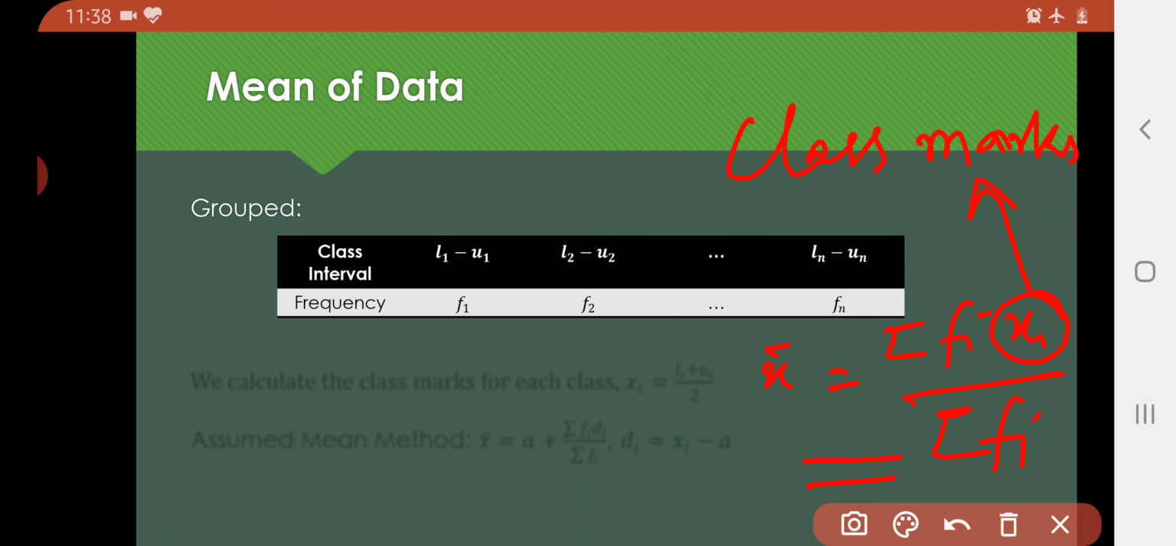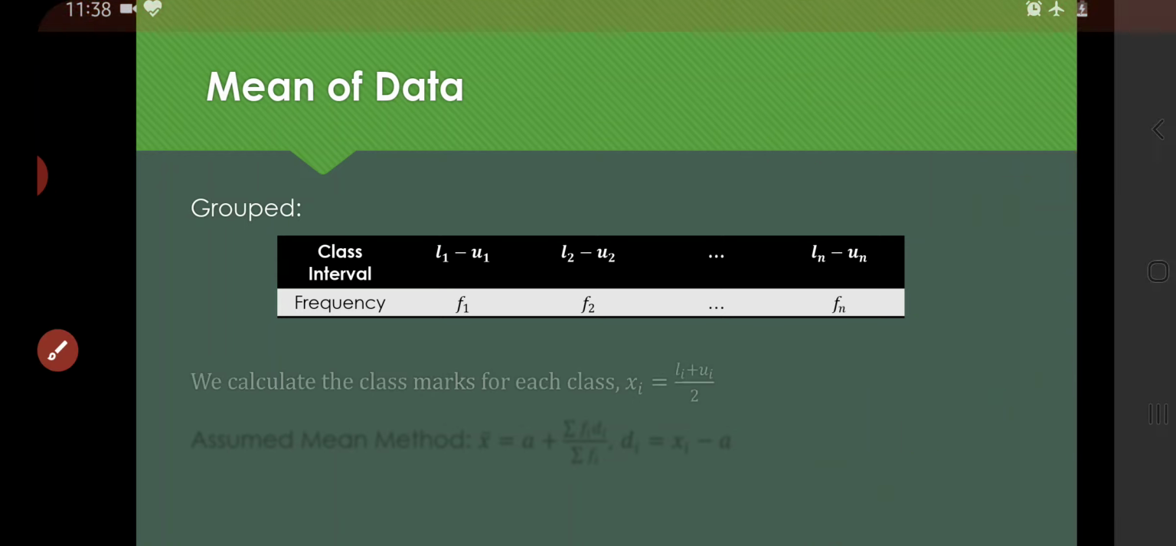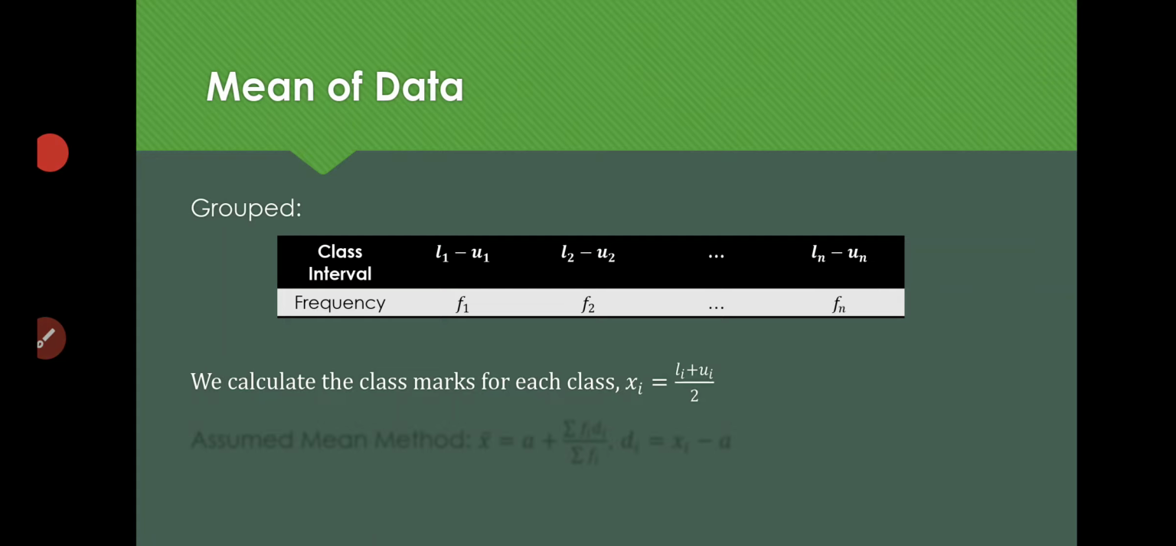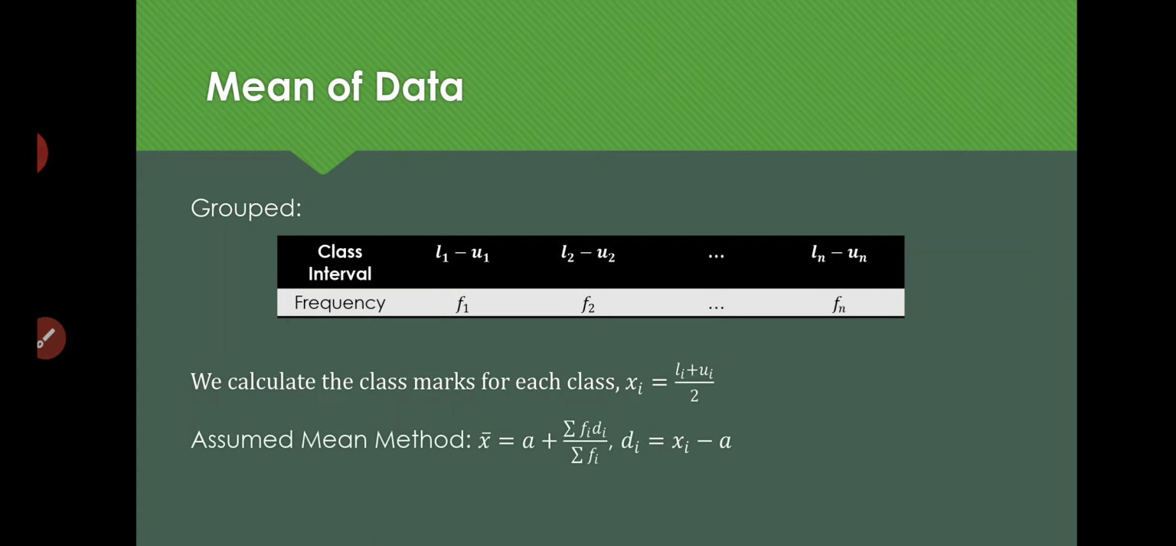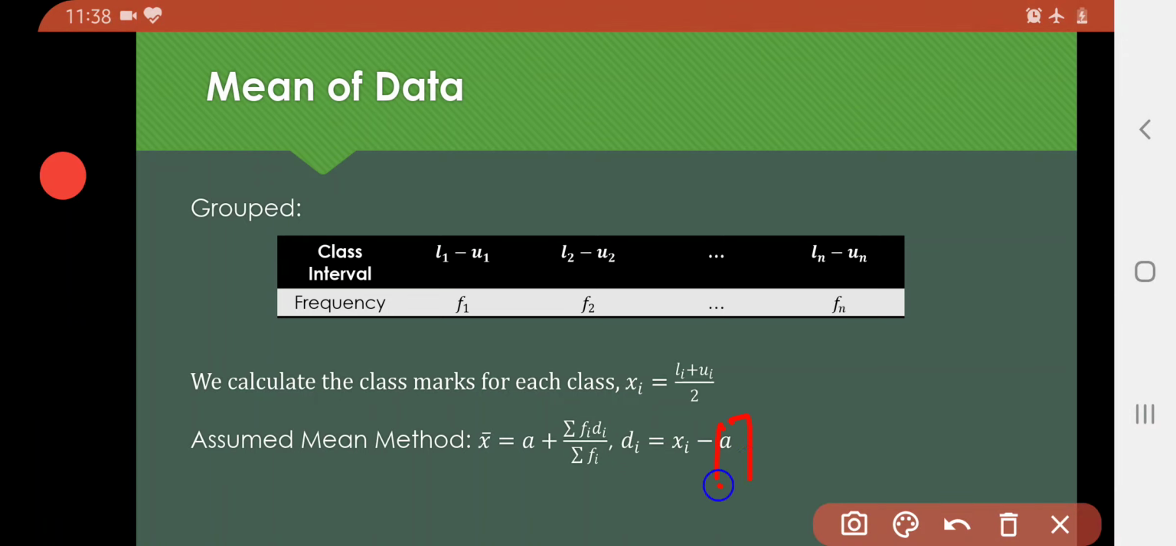But there are other formulas too, which help us calculate the mean even faster. One of them is called the assumed mean method, and the other one is called the step deviation method. Let us look into it. These are the class marks which I was talking about. And what is the assumed mean method? The assumed mean method is considering any one particular value of xi. This a is called the assumed mean.